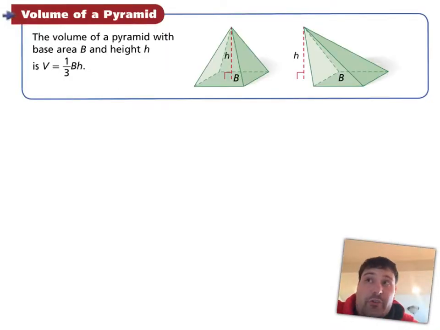So there's the volume of a pyramid above. It's 1/3 the base area times the height. And once again, whether we have a right pyramid or not, the altitude will always be the height. So 1/3 the base area times the height.